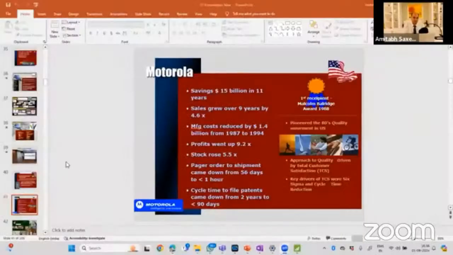So how many of you are aware of the 7 or 8 wastes in the system? If you are aware, just say yes. If you're not aware, just say no.